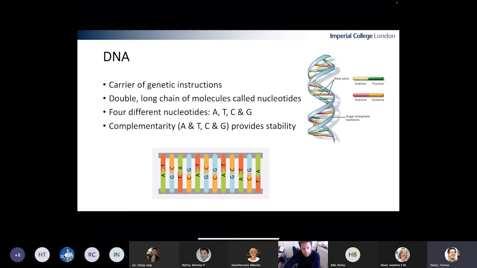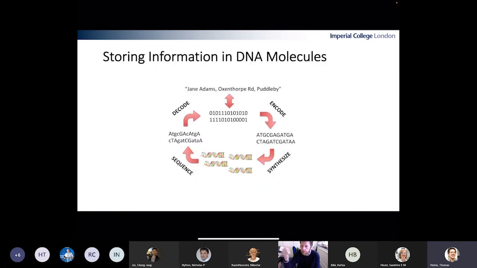The way we then store information in DNA is really quite simple. We take arbitrary data, take the binary representation, which is shown there at the top, and encode it into a sequence of nucleotides, and then synthesize this into DNA molecules. One DNA molecule is typically about 200 to 300 nucleotides long.